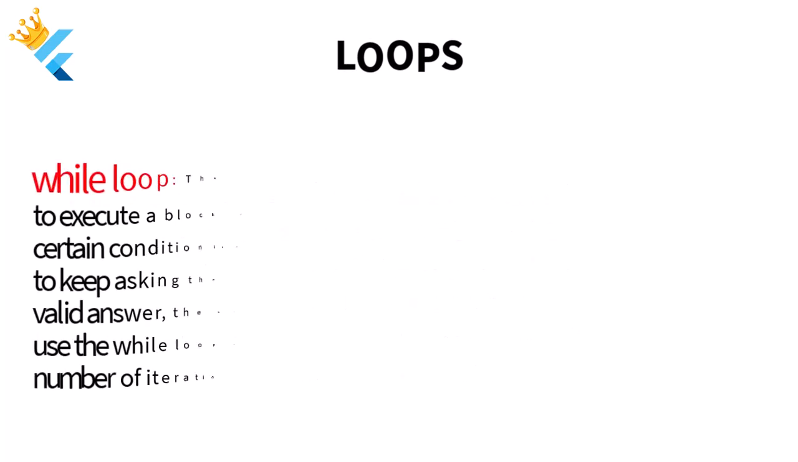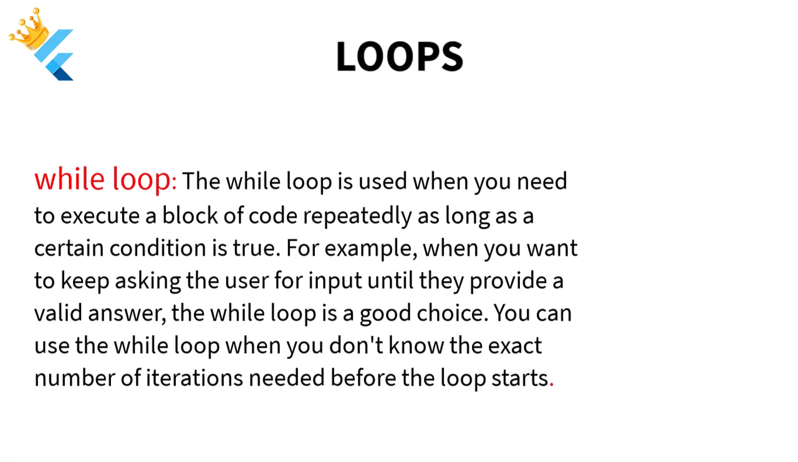A while loop is used when you need to execute a block of code repeatedly as long as a certain condition is true. For example, when you want to keep asking the user for input until they provide a valid answer, the while loop is a good choice. You can use a while loop when you don't know the exact number of iterations needed before the loop starts.